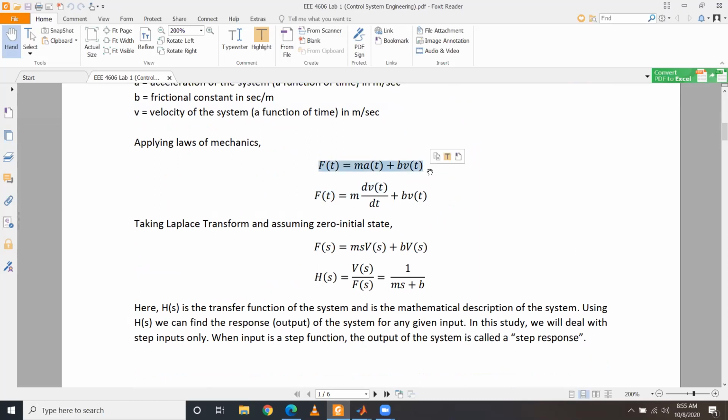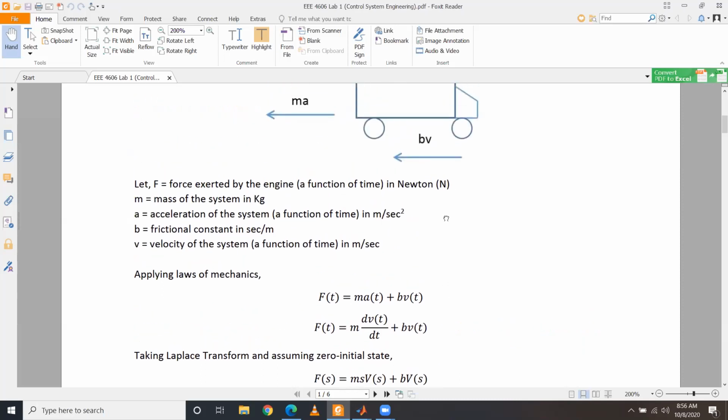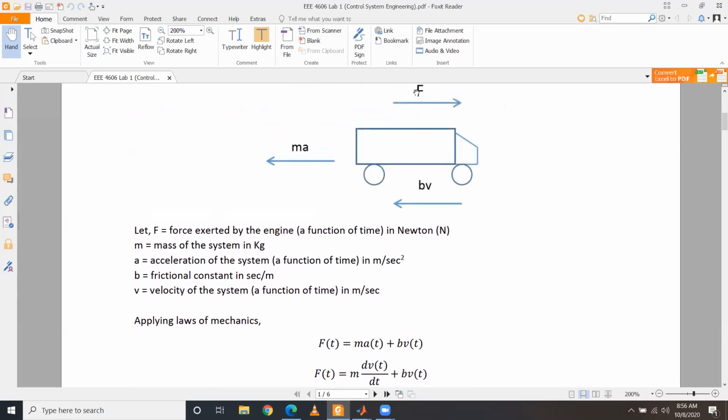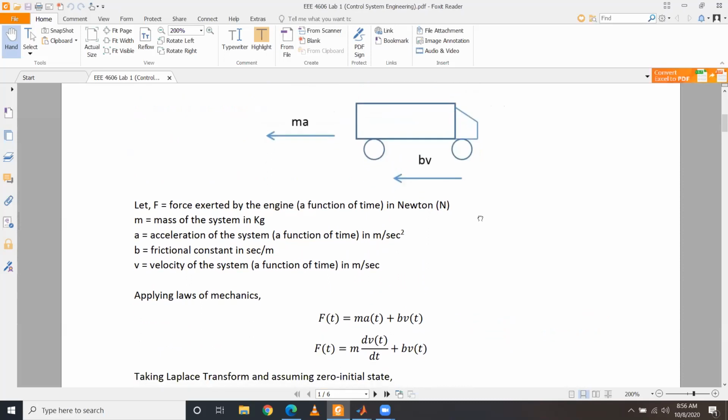So transfer function, what is the definition of transfer function? Mathematical definition? Output by input. Yeah, output by input. So in this system, what is the input? The force. Yeah, it's obviously the force because that is the input that we are giving. This is the input basically. And the output that we are getting is the result that is being produced.